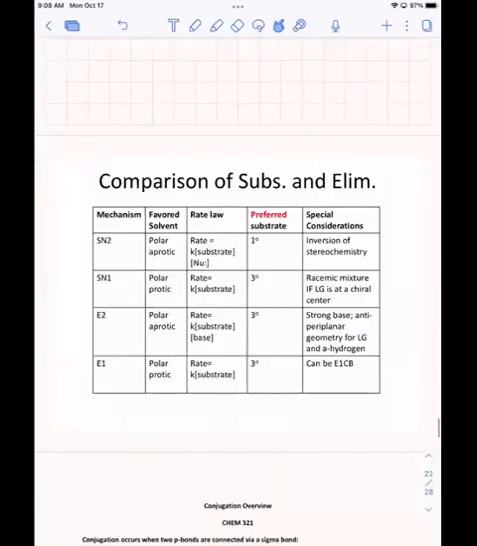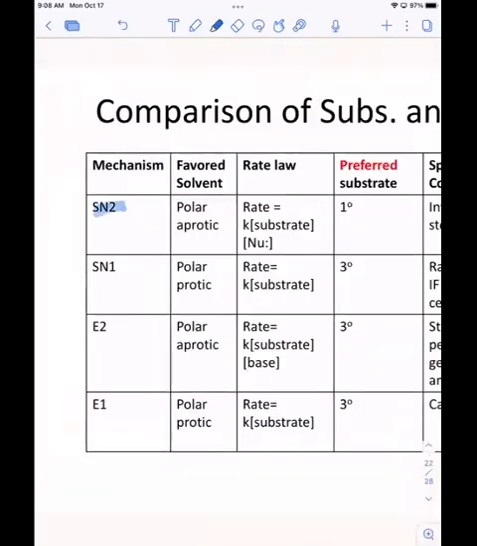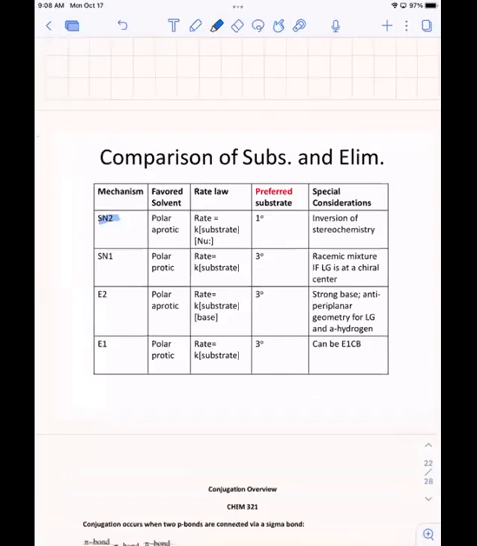The substitution and elimination. I have this in the handout, and it just wraps up the different types of reactions. So for SN2, that's favored in polar aprotic solvents. The rate is second order, substrate and nucleophile. The preferred substrate is a primary. And one of the things that's notable is that when that reaction happens, there's inversion of stereochemistry, right? Because the nucleophile comes in and attacks from the opposite side of where the leaving group is leaving from.